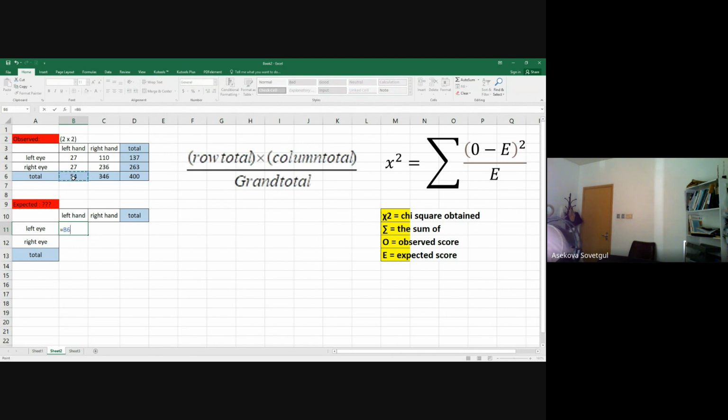Should I open the brackets? Let me try without the brackets. Column total for the left eye is this one, yeah, 137. Let me write it down for you to understand. 137. It's better to open the brackets. And divided by the grand total, which is 400. Okay.